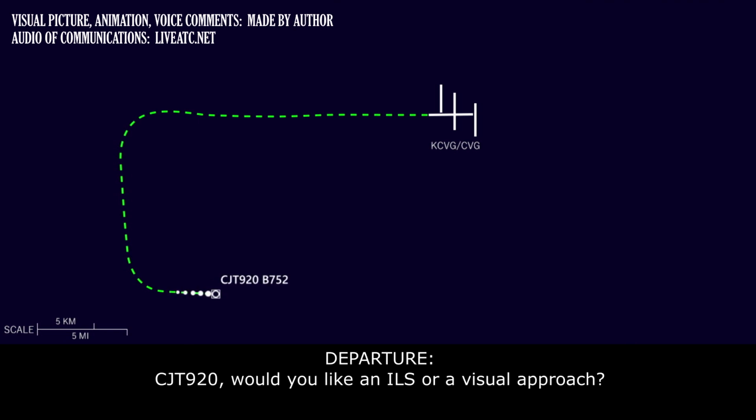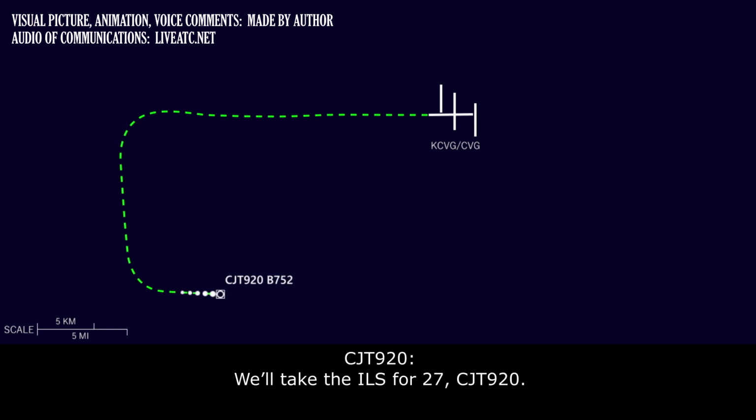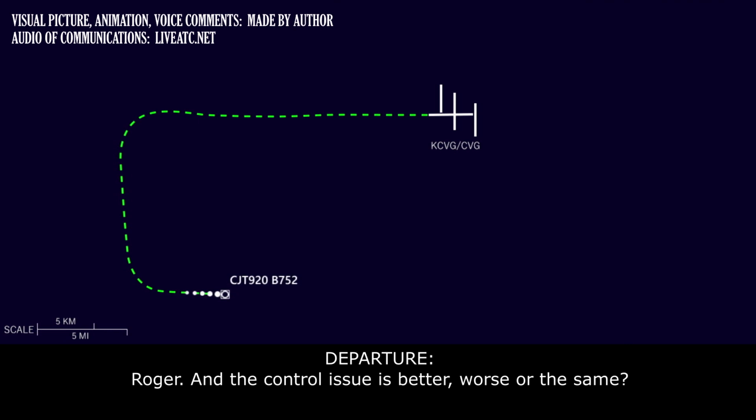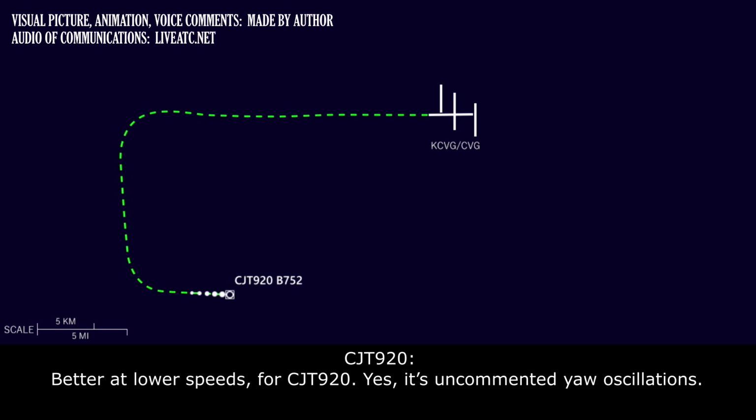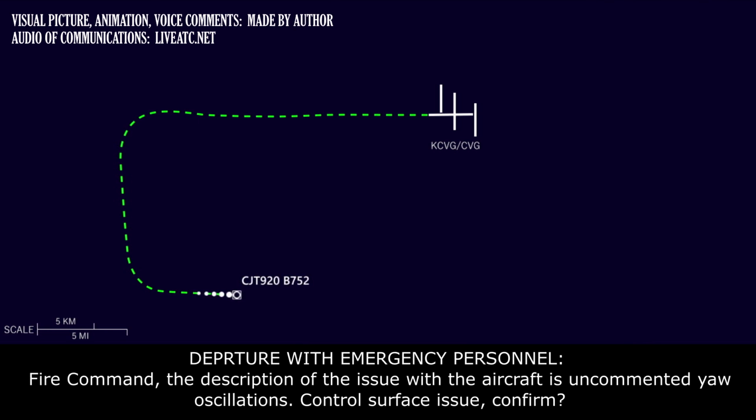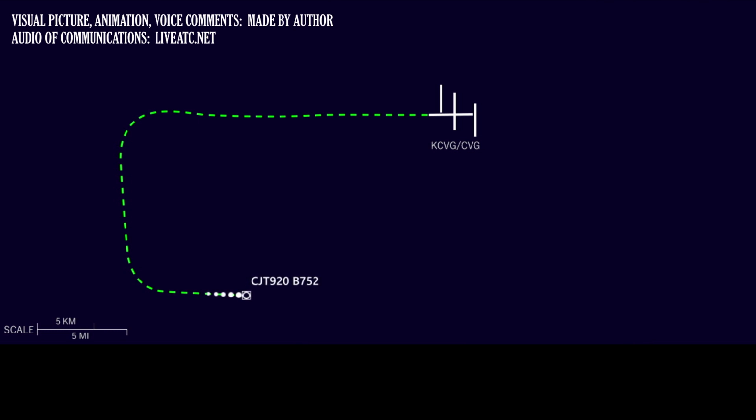CargoJet 920, would you like an ILS or a visual approach? We'll take the ILS for 27, CargoJet 920. Roger, and the control issue is better, worse, or the same? Slightly better at lower speeds for CargoJet 920, but it's uncommanded yaw oscillations. Roger, thank you. Supervisor command, the description of the issue with the aircraft is uncommanded yaw oscillations, a control surface issue of some kind. Affirm, CargoJet 920.